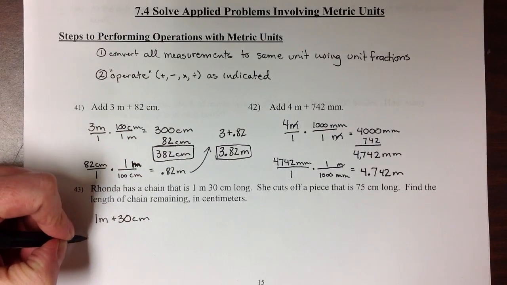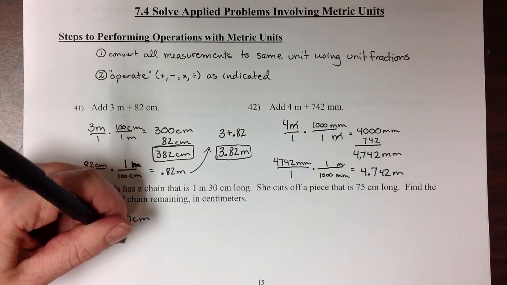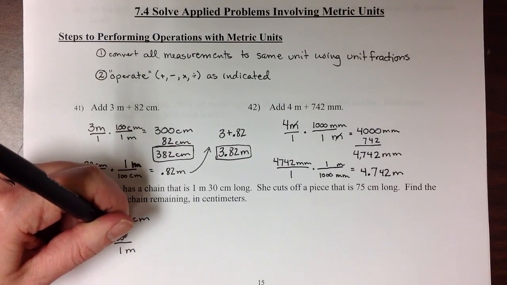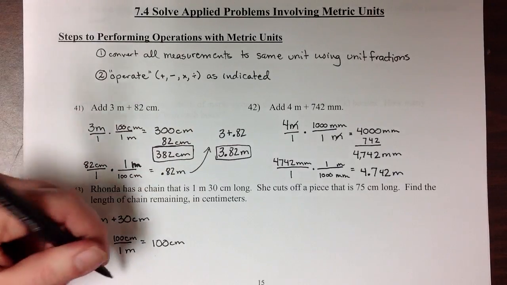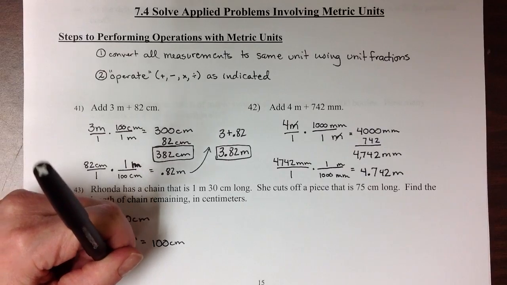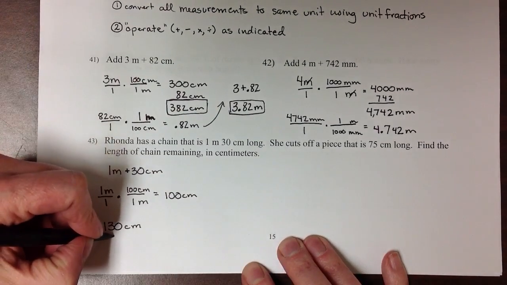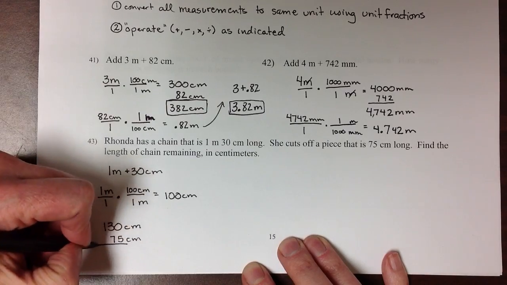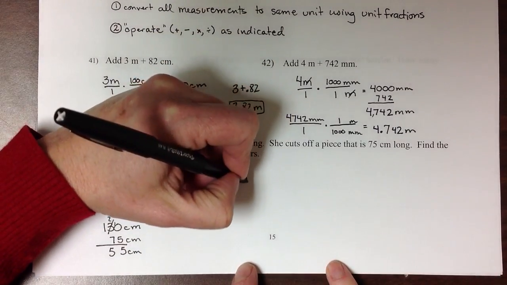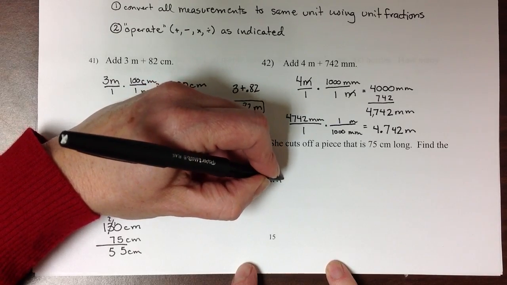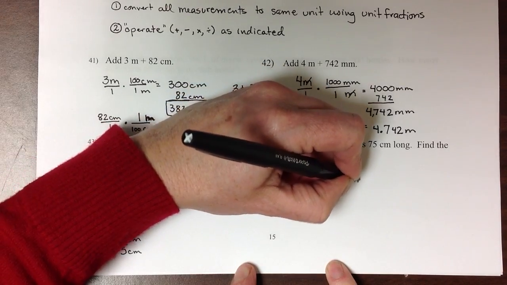Using my unit fraction, I know that 1 meter is the same as 100 centimeters. So my initial chain is 130 centimeters long. When I subtract the piece of chain that is 75 centimeters long, I get that the remaining piece is 55 centimeters.